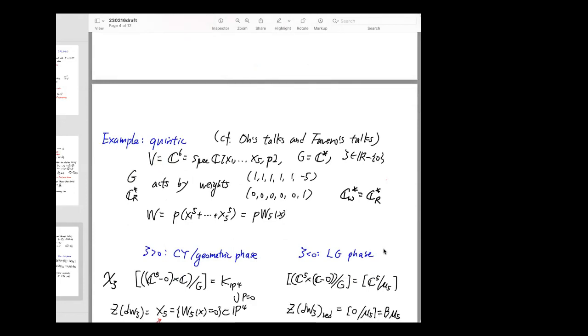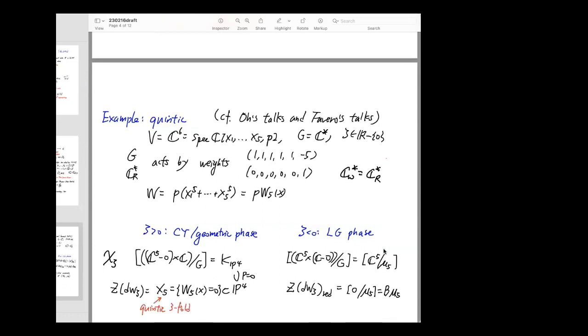So, an example of this abelian gauge linear sigma model: let V be C^6 with coordinates x1 to x5 and P. The gauge group G is C star, acting by weights 1, 1, 1, 1, 1, -5, and C star R, which is equal to C star omega in this case, acts on just X1. The superpotential is P times the Fermat quintic polynomial, which is invariant under the action of G and C star R acting by weight 1.